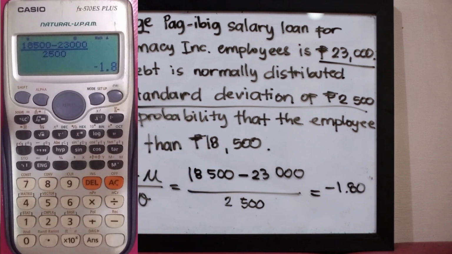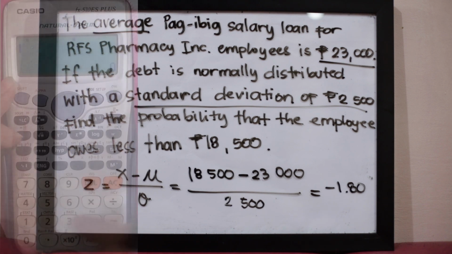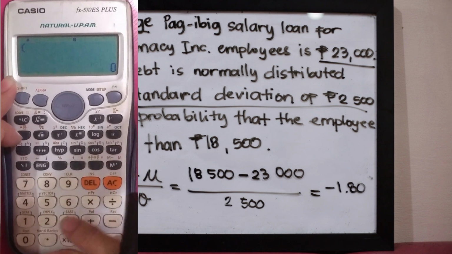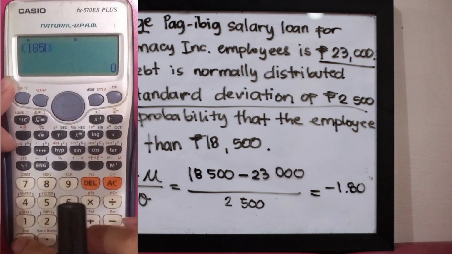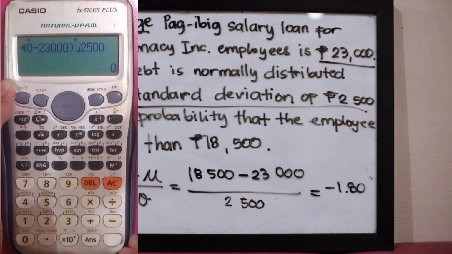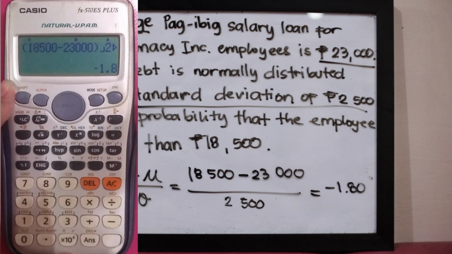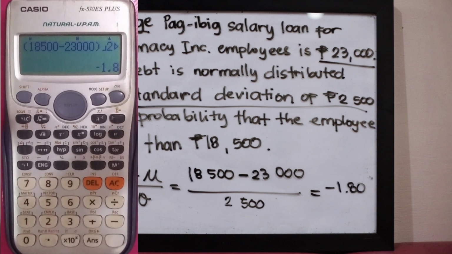Or if your calculator is a 2-line calculator, this will be the display in your calculator. Open parenthesis, 18,500 minus 23,000, close parenthesis, fraction, all over 2,500, equal to negative 9.9 over 5 or negative 1.8.